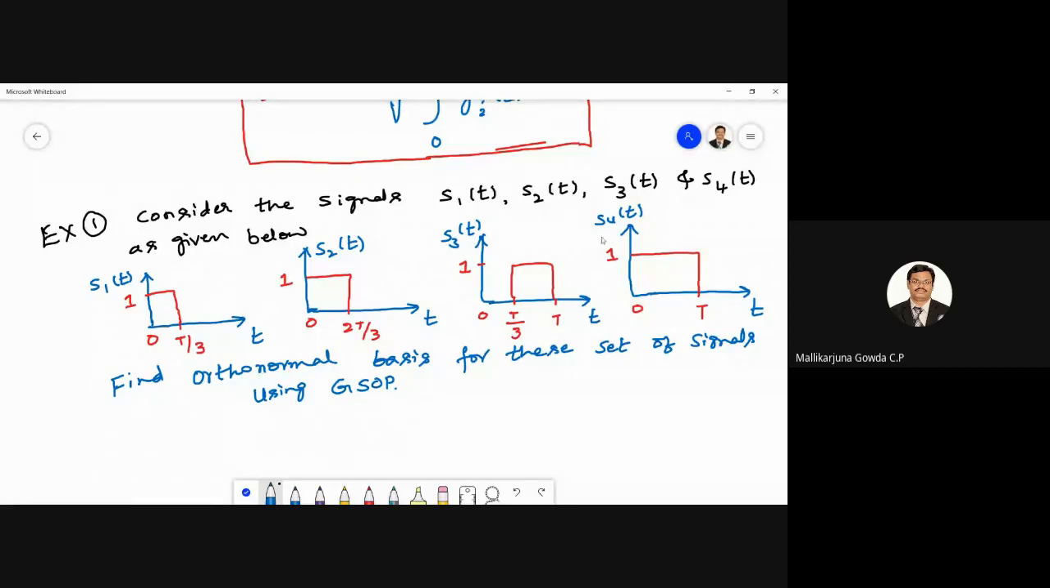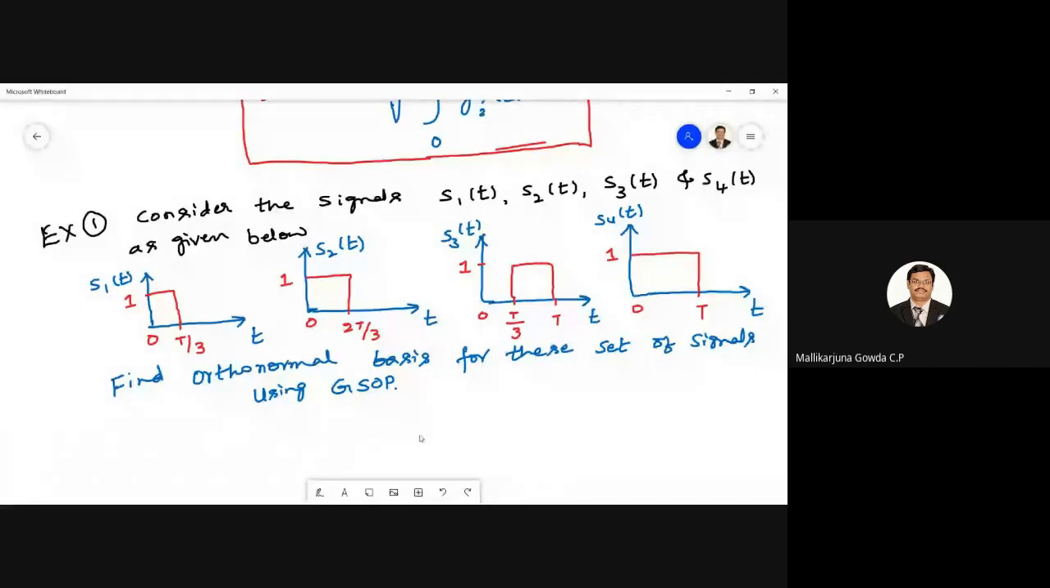So I can get S4 of t by adding S1 of t and S3 of t, because S1 of t exists from 0 to t by 3 and S3 of t exists from t by 3 to t. So all these four signals are not linearly independent. S4 of t depends on S1 of t and S3 of t. So the number of basis functions will be less than the number of finite energy signals. Here there are four energy signals, so obviously it will be less than or equal to 4.